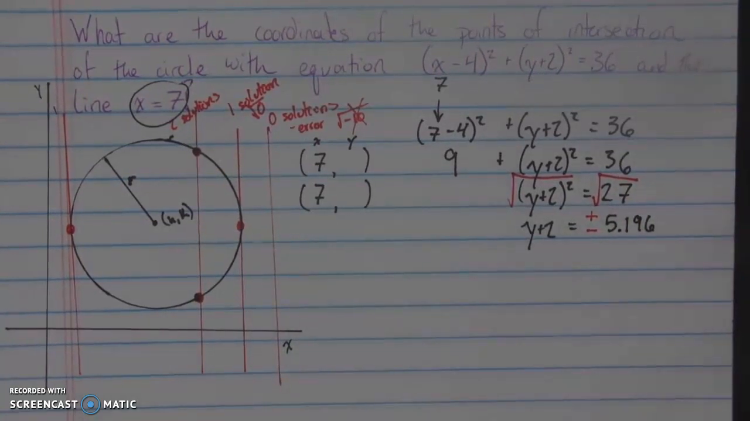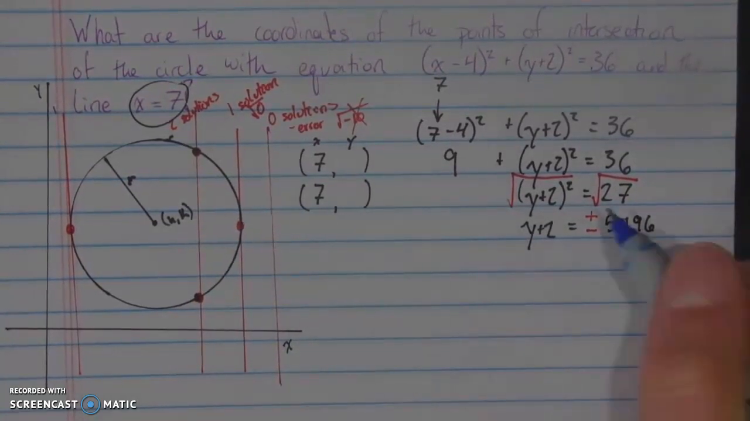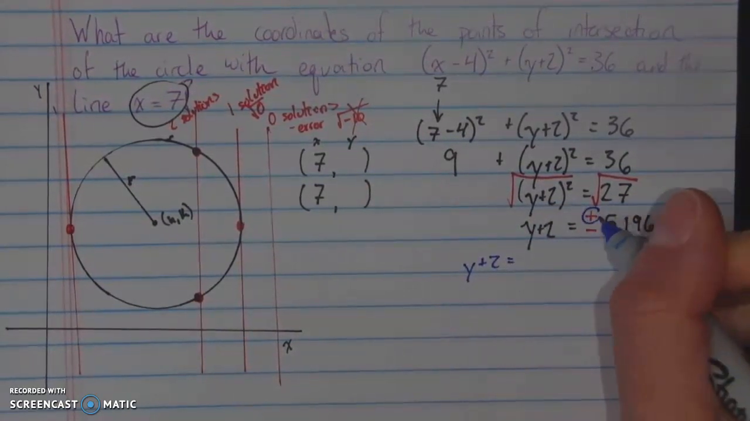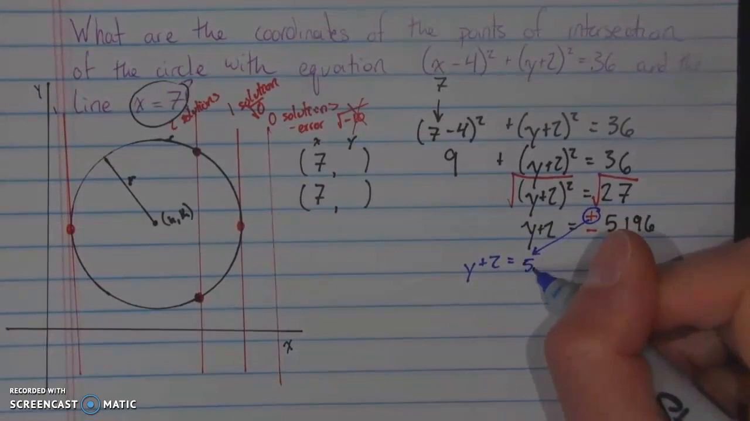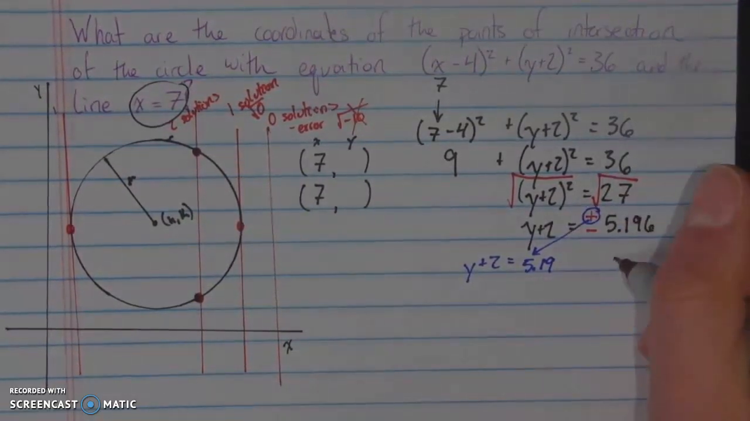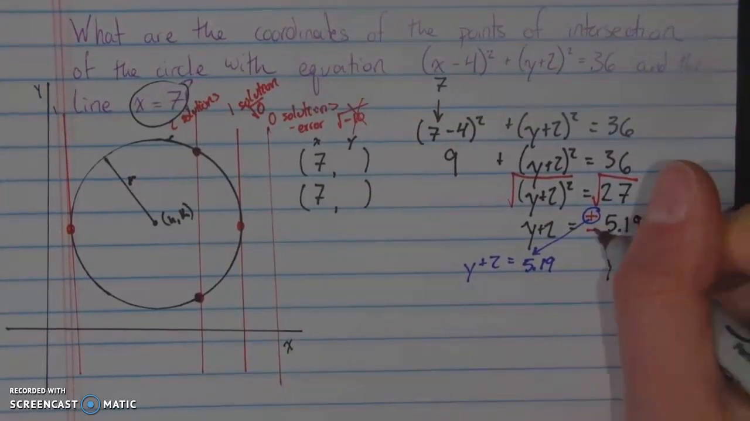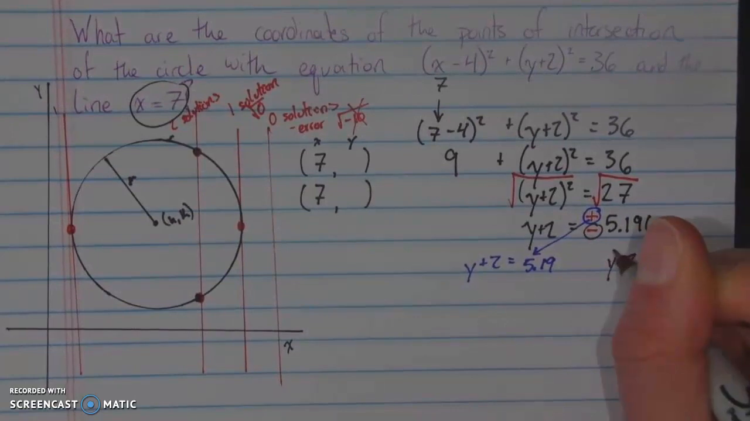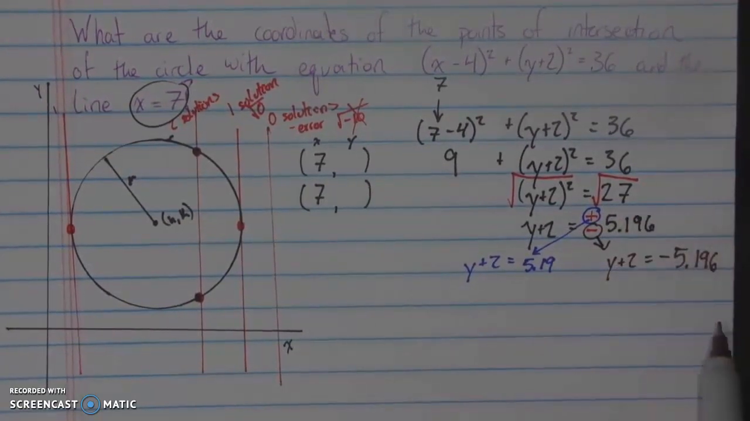In the first equation, what you're saying is y plus 2 is equal to a positive 5.196. In your second equation, what you're saying is y plus 2 is equal to a negative 5.196. So you're going to have to solve these two separately. Thankfully, both of them will be pretty easy to solve.